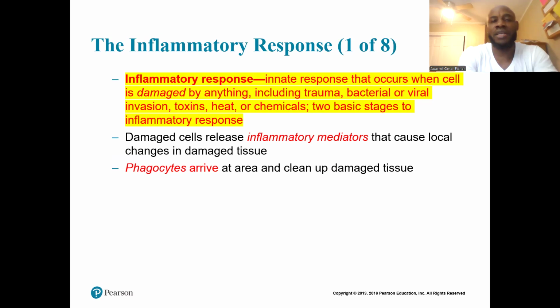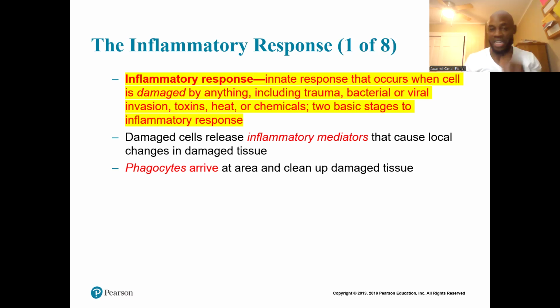All right, so what is inflammation? You've probably heard that word, inflammation. The inflammatory response is the innate response, innate meaning non-specific response, that occurs when a cell is damaged by anything. It could be trauma, it could be bacteria or virus, toxins. You can get inflammation from heat. You can get an inflammatory response from chemicals. But basically, what is happening is damaged cells.